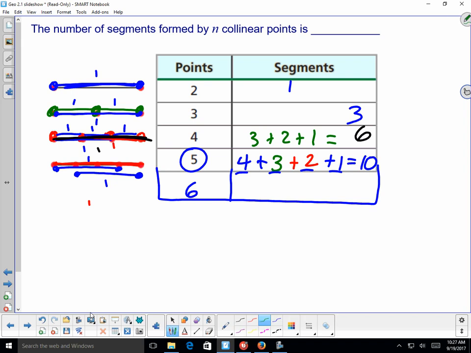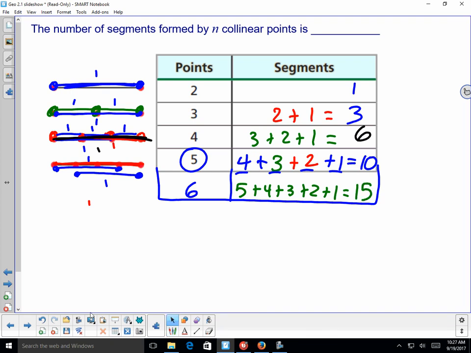That one might have been just 2 plus 1 gives us 3. And lastly, we just had 1 because there were 2 points, there was 1. So can we make a conjecture here? I'm hoping you're getting the idea that if there were 6 points, instead of 4 plus 3 plus 2 plus 1, it would be 5 plus 4 plus 3 plus 2 plus 1. And so that would give us 15 for the next one. So that's kind of our conjecture.